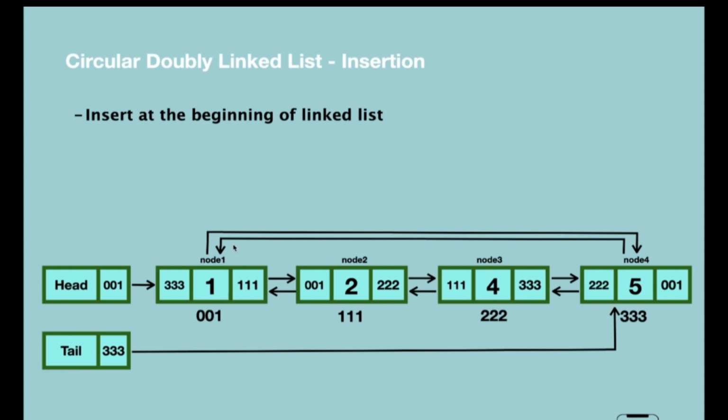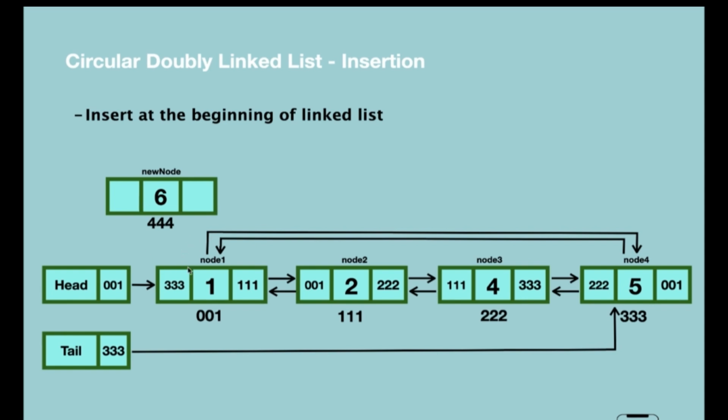Let's say we want to insert a node at the beginning of the circular double linked list over here. So the first thing that we are going to do is to create a blank node, and the physical location of this node in the memory is 444. Then we need to assign a value to it. Let's say we assign the value of 6 to it.